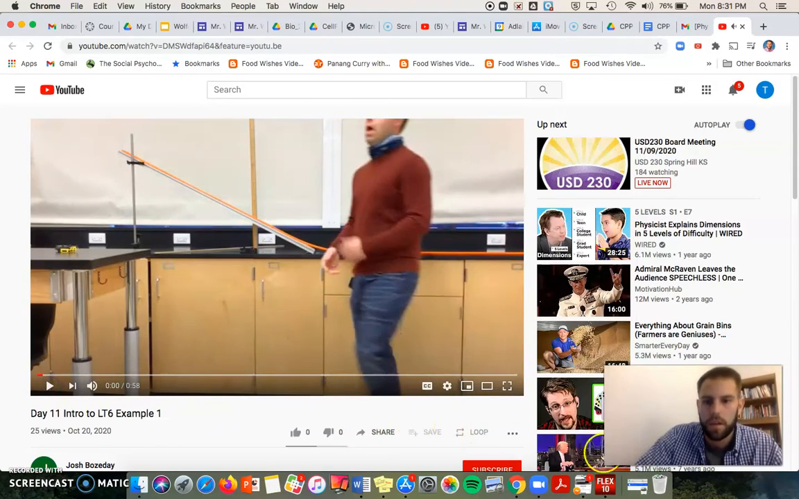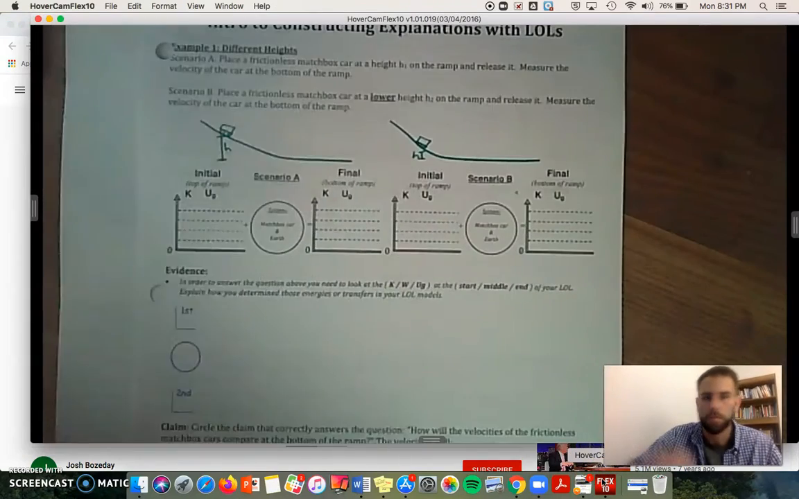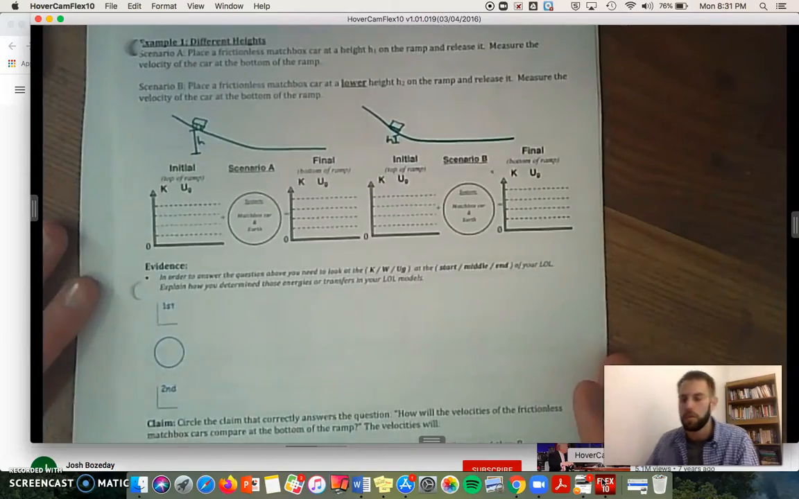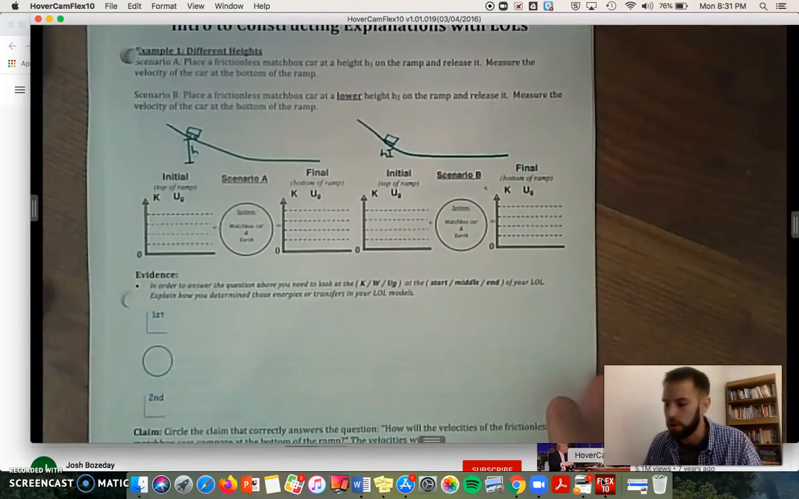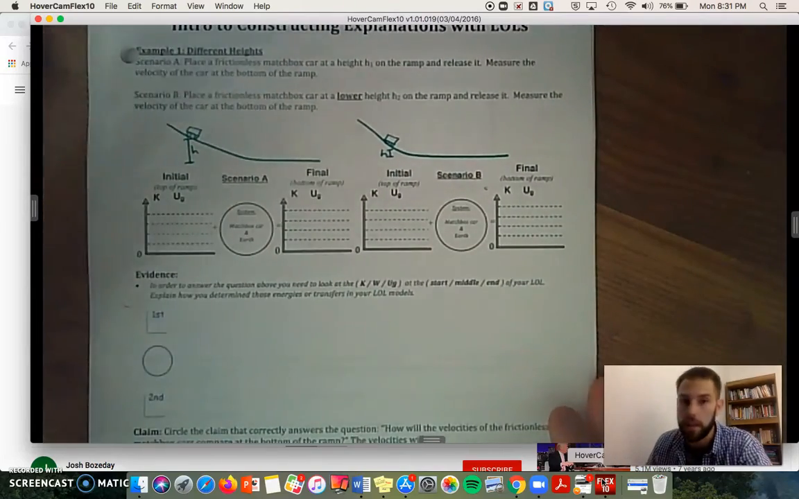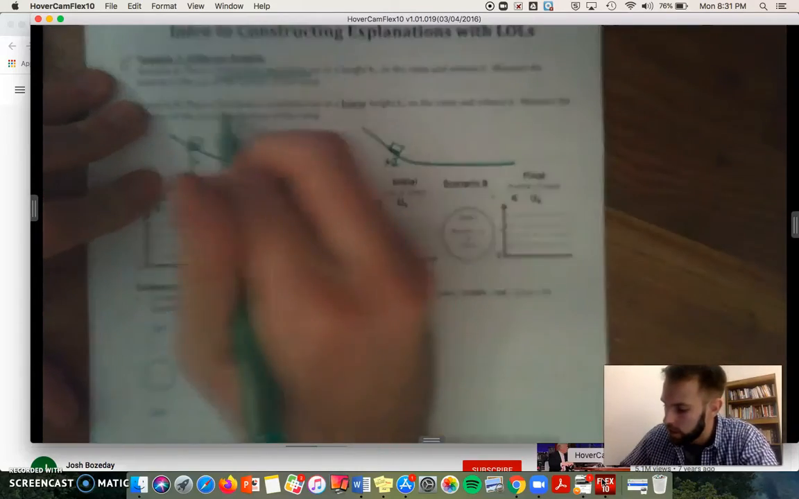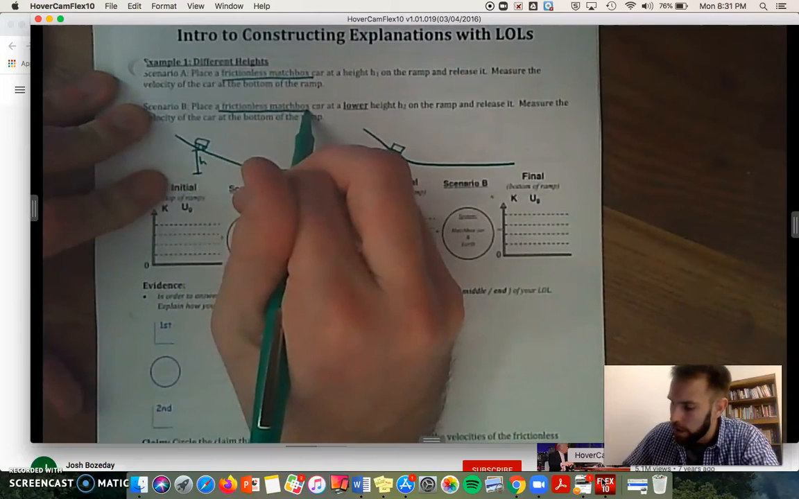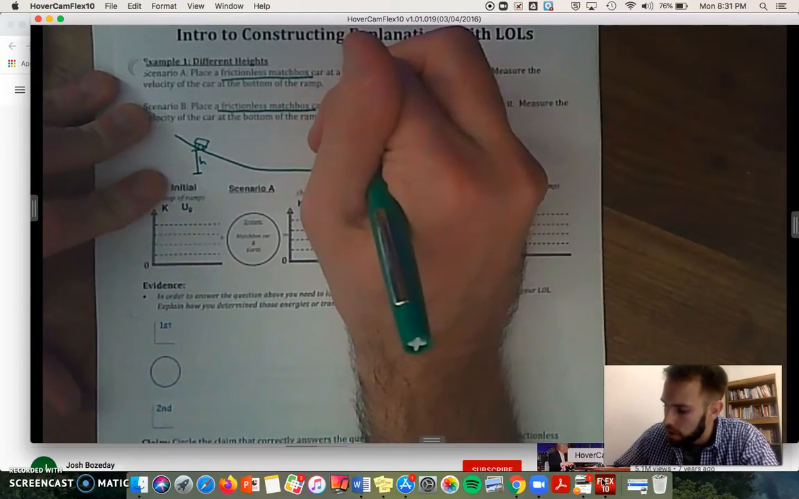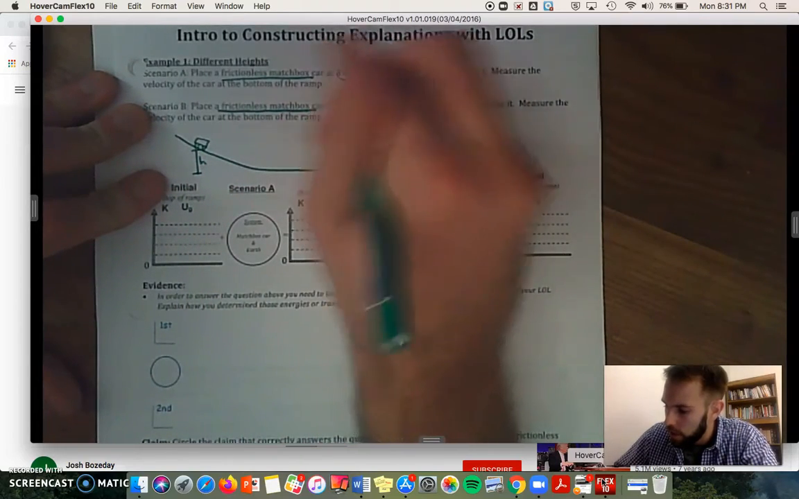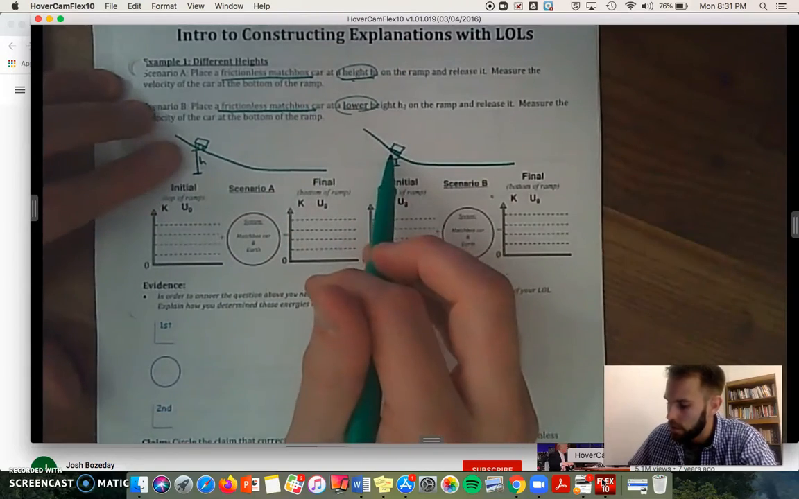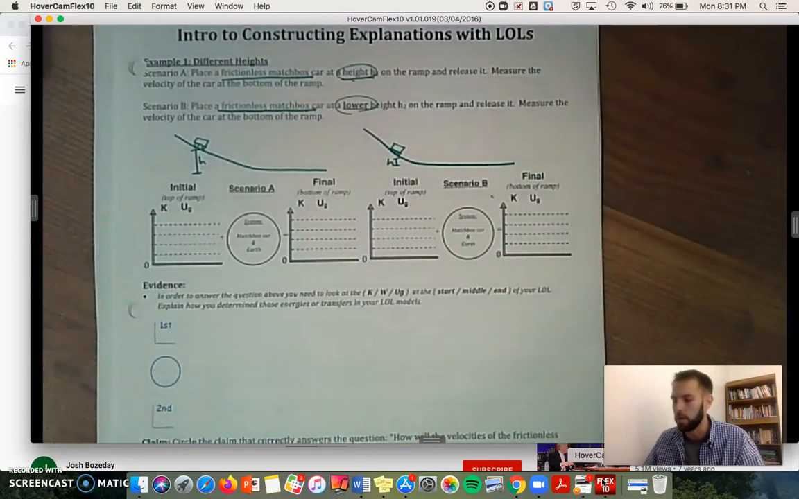All right. So I'm going to go back to the video now. I was drawing this while he was doing his setup, by the way, and you feel free to draw this too. But scenario A, everything's the same. By the way, these are frictionless Matchbox cars, we essentially say. Friction is negligible. The difference, though, is the height. Here we have a height of h, and here we have a lower height. That's the only difference: we're just dropping this from a lower height.